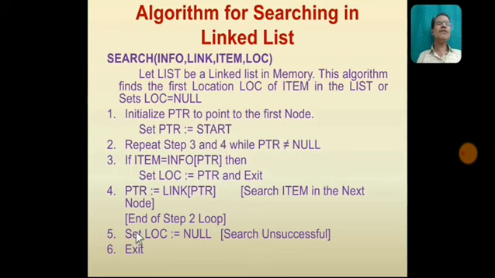Now as soon as ptr is null, meaning we have reached the last node, this loop will be terminated and we will come to step number 5. So if the element is not present at any node, in such a case this loop will be terminated and we will set loc is null. It indicates that our search is unsuccessful, and finally we will terminate our algorithm.